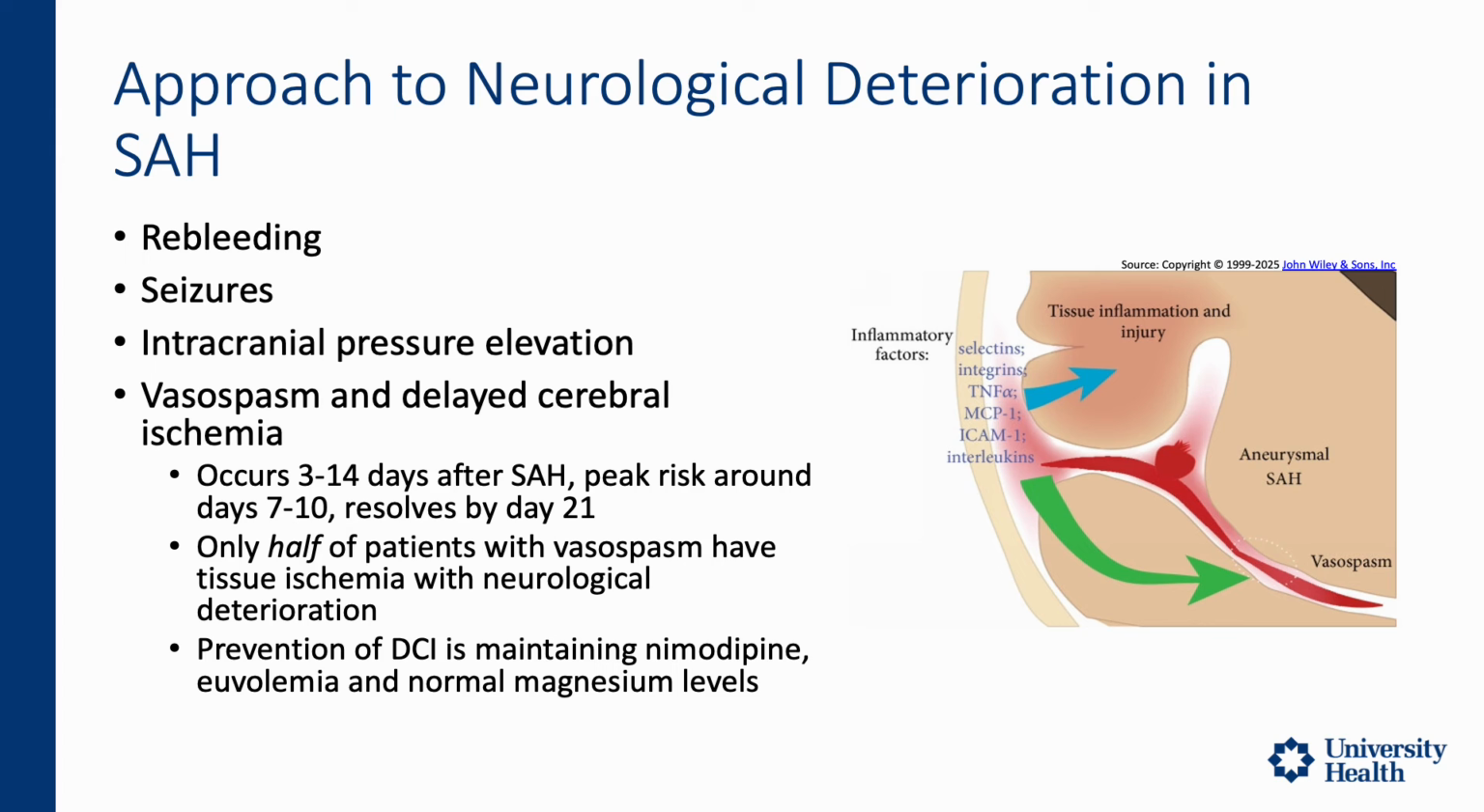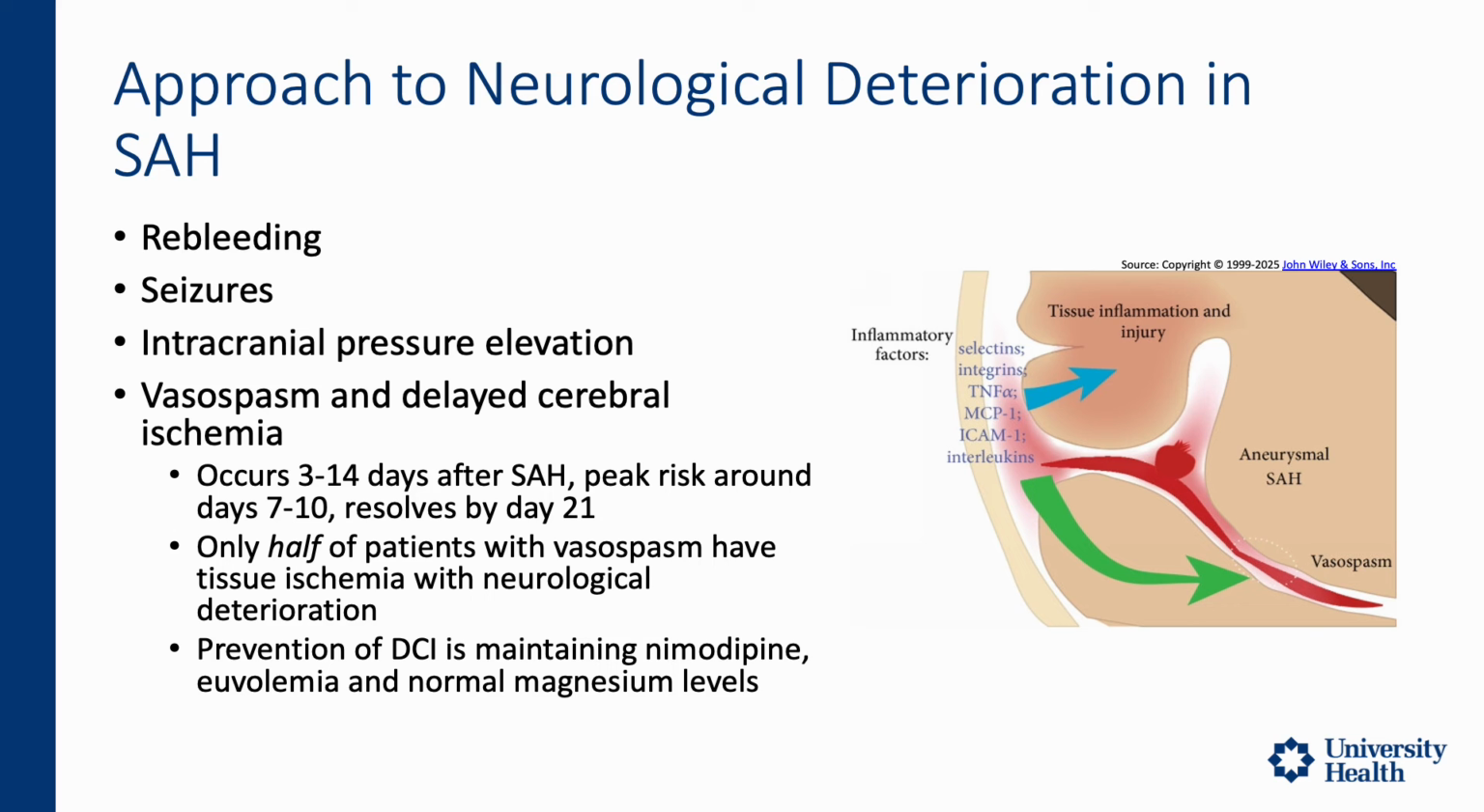And prevention of delayed cerebral ischemia, so how do we do that? So we want to prevent vasospasm to prevent further ischemia to the brain. So we do this by giving them nimodipine, which is a calcium channel blocker that specifically kind of targets the cerebral arteries. You want to maintain euvolemia in these patients, so just making sure that they're not specifically dry.